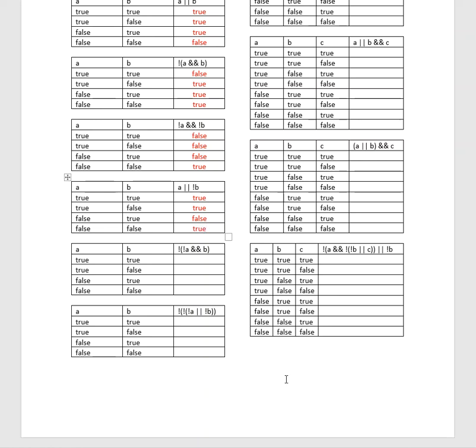The next line is a little more difficult in that now we have a not sign on the inside of the parentheses, and I have a not sign on the outside of the parentheses.